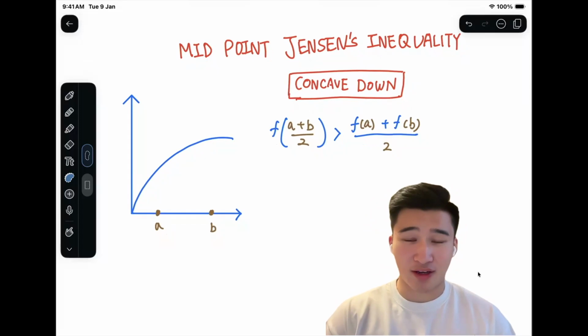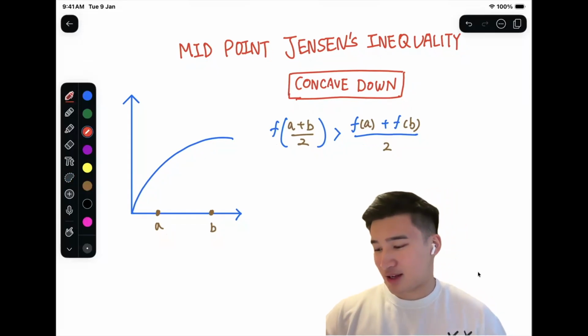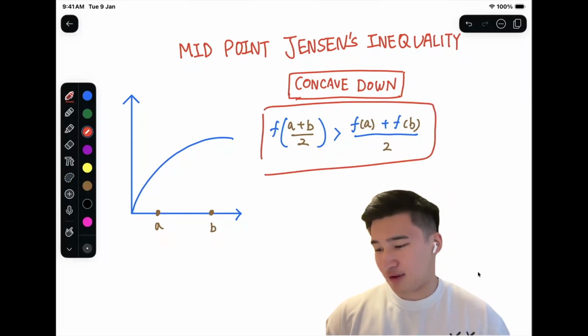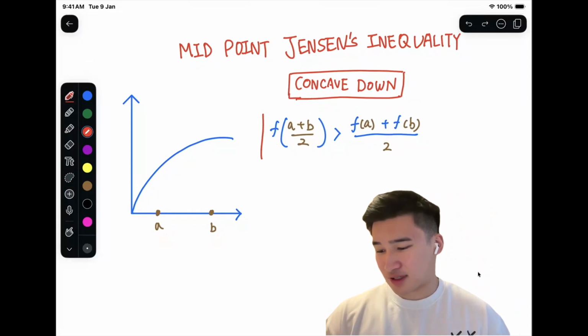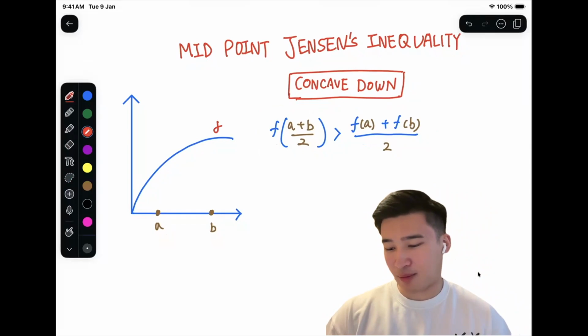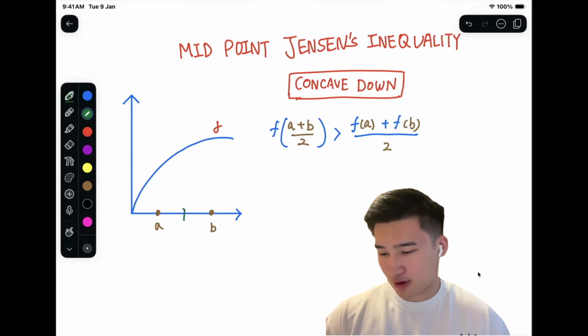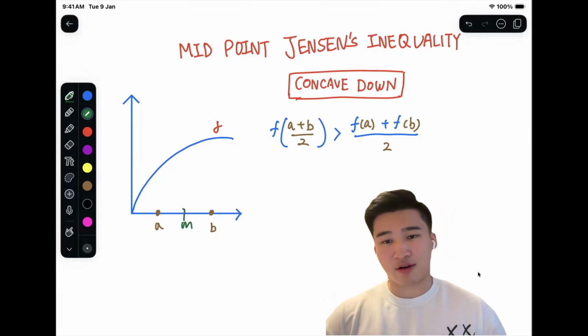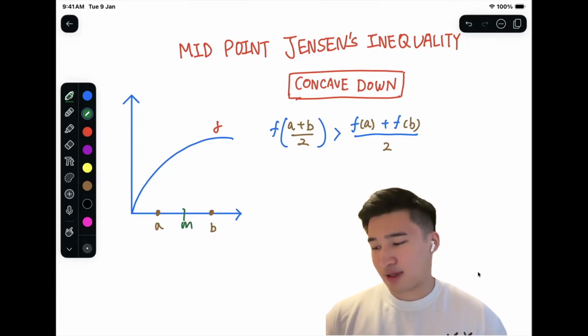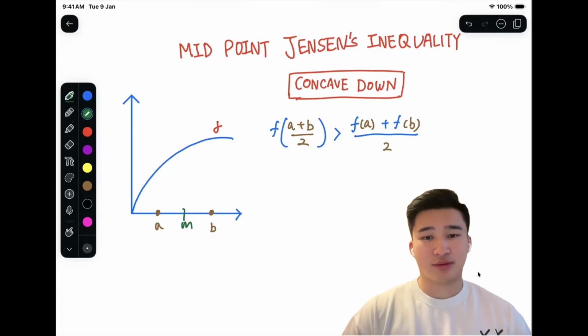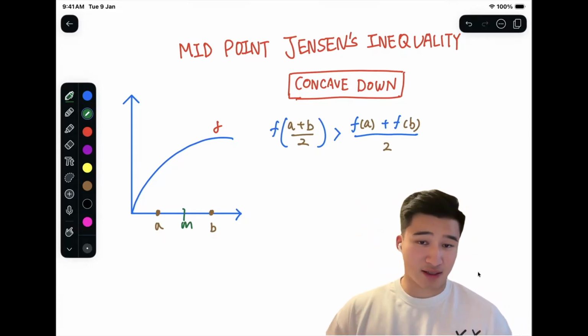Today we're going to take a look at the proof for the midpoint Jensen's inequality. The inequality is here. f is the entire function. f of (a plus b) divided by 2, the midpoint, is going to be greater than (f(a) plus f(b)) divided by 2. We want to prove that this is the case.